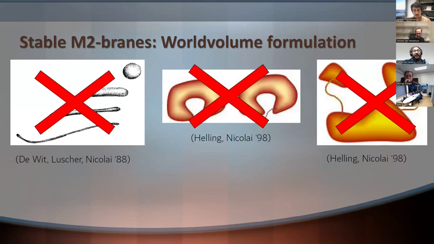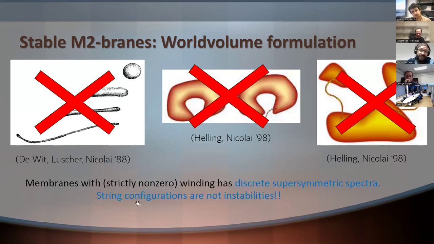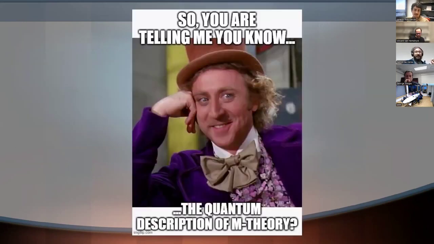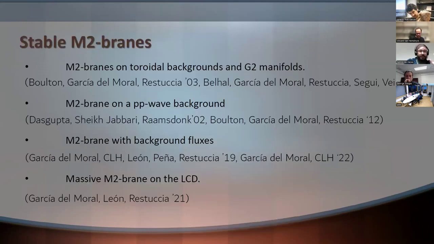Therefore, we have, let us say, a consistent way to understand the M2 brane. These classical instabilities are not present if we restrict ourselves to a strictly non-zero winding, okay? So for us, N, the determinant of the winding matrix, cannot be zero in order to have these good quantum properties. But am I saying that we know the quantum description of M theory? Of course not, okay? I'm not saying that.